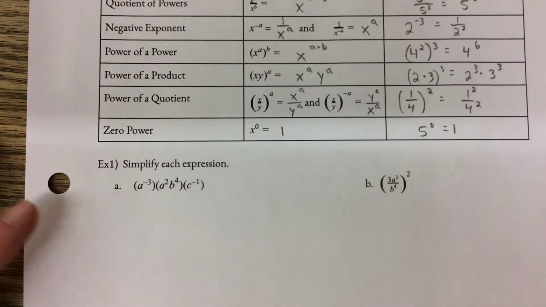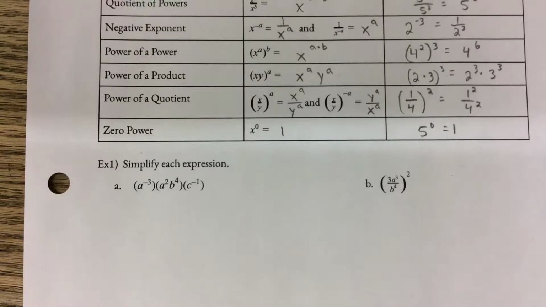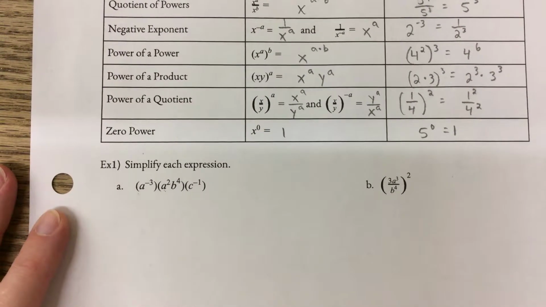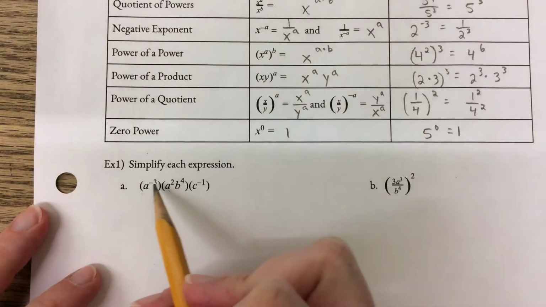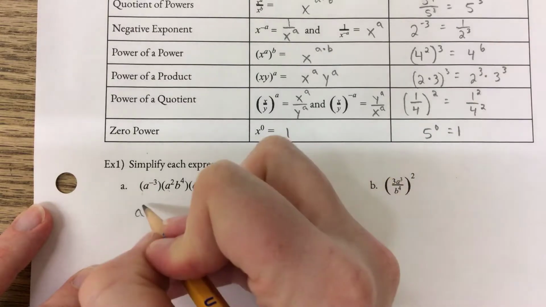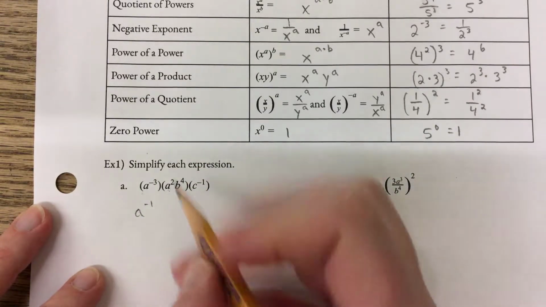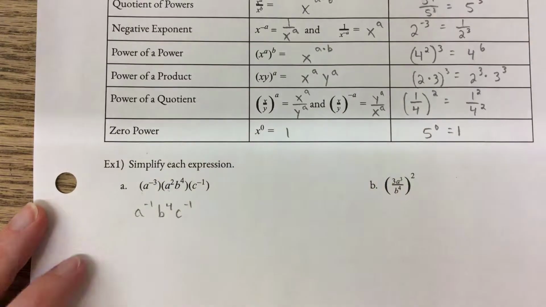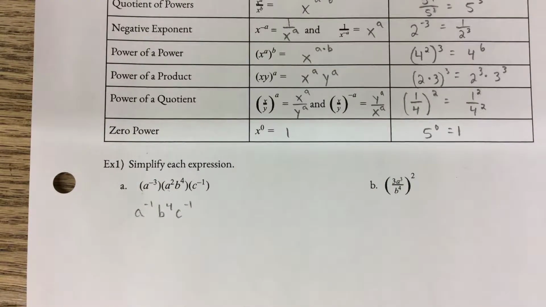First one, we're simplifying expressions. When we have the same base like this, the a's, we're going to add those exponents. So on here, if I do a -3 plus a 2, that gives me -1. And then I have the b that can't combine with anybody, and that c that can't combine with anybody. So far I used that first rule.